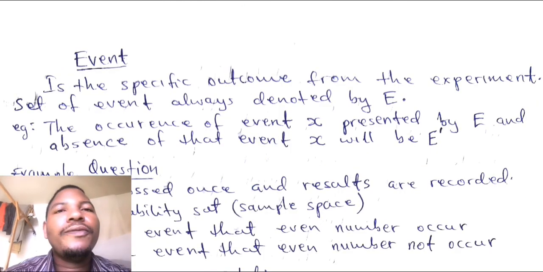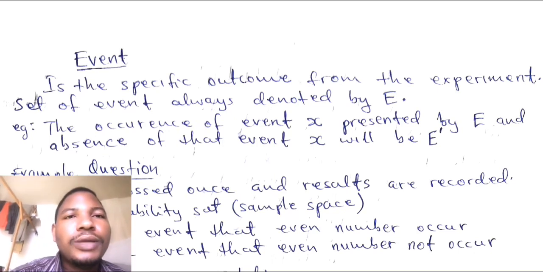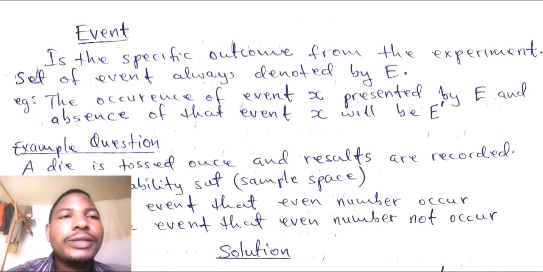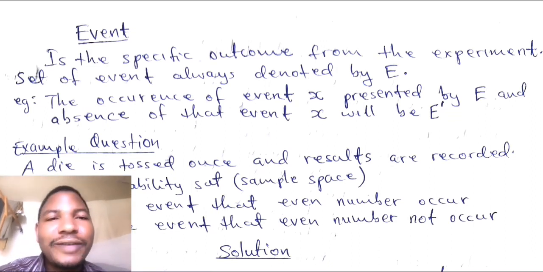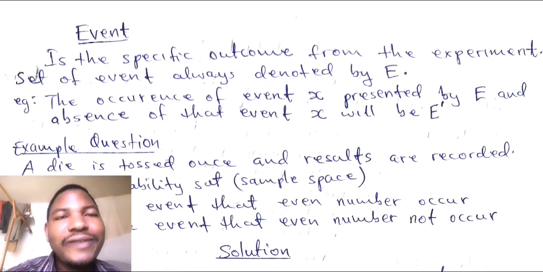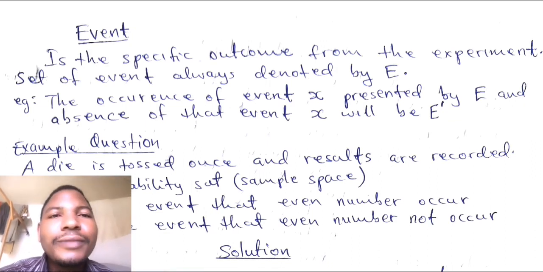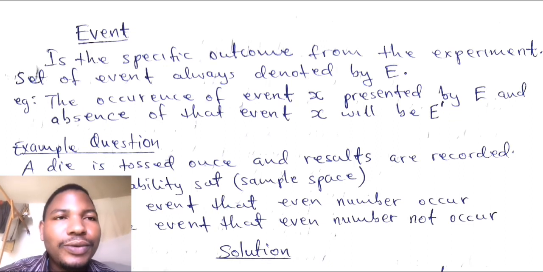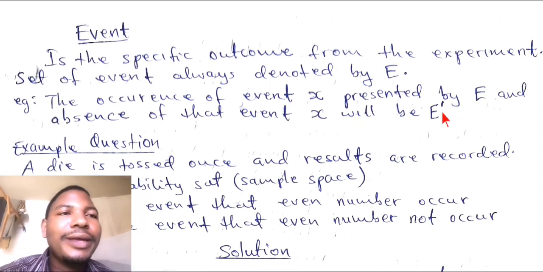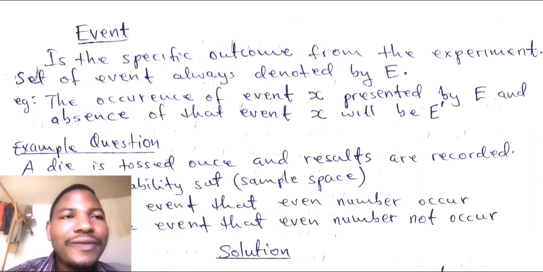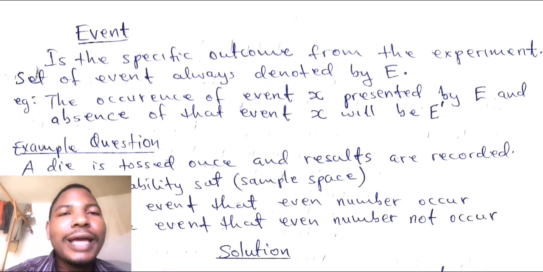Okay, let us move on. There's another thing called events. An event is a specific outcome from the experiment. So if you conduct your experiment, that specific outcome is what we call the event. This event is divided into two groups. For instance, the occurrence of the event X is represented by E, and the absence of event X will be E complement. If you're talking about the same event, the occurrence of that event will be represented by E, and the absence of that event will be E complement.